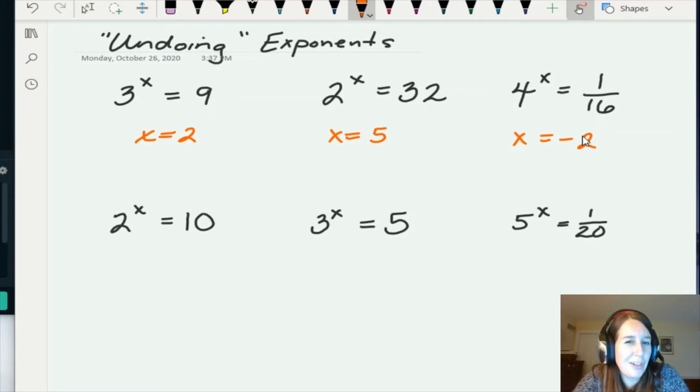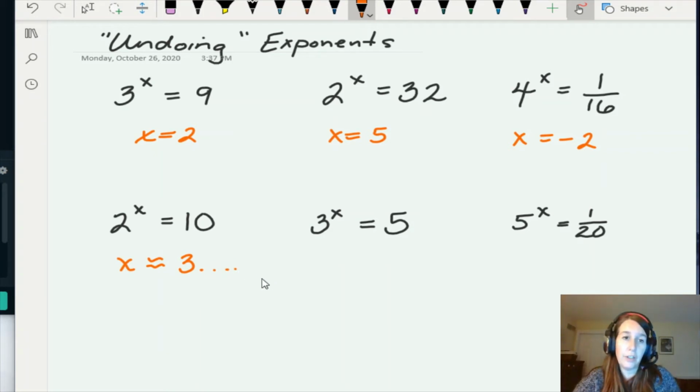It's a little trickier, right? Because 2 cubed is 8, but then 2 to the 4th is 16. So it can't be 3 and it can't be 4, right? But you should realize it's probably a little closer to 3 than it is 4, right? Because 2 to the 3rd is 8, which is closer to 10 than 16 is. So x, right, is somewhere a little bit greater than 3, right? But do you know, is it 3.2, 3.1, 3.3?